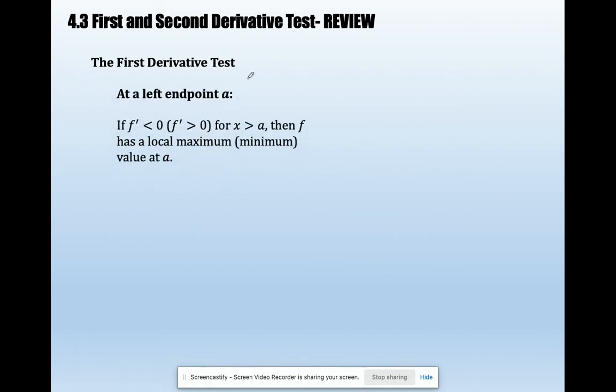Here's the endpoint analysis that I did at the end of the last video. If you have endpoints, if the first derivative is negative after the left endpoint, then you are falling from the maximum, right? If you have a left endpoint and your first derivative is negative, you are falling from the left endpoint. The left endpoint then is a local max.